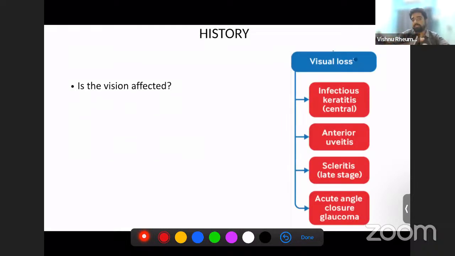So before the red flag signs, you might ask these as a part of red flag signs and also as a history thing, right? So visual loss, it's a red flag sign, and you can directly refer, or you can keep these differentials in mind that maybe this patient might have all these. It can be anterior uveitis, infectious keratitis, severe scleritis, angle closure glaucoma, all of these. If the patient has halos, if the patient has headache, it can be an angle closure glaucoma. If the patient is not having a visual loss, it may be a uveitis also.